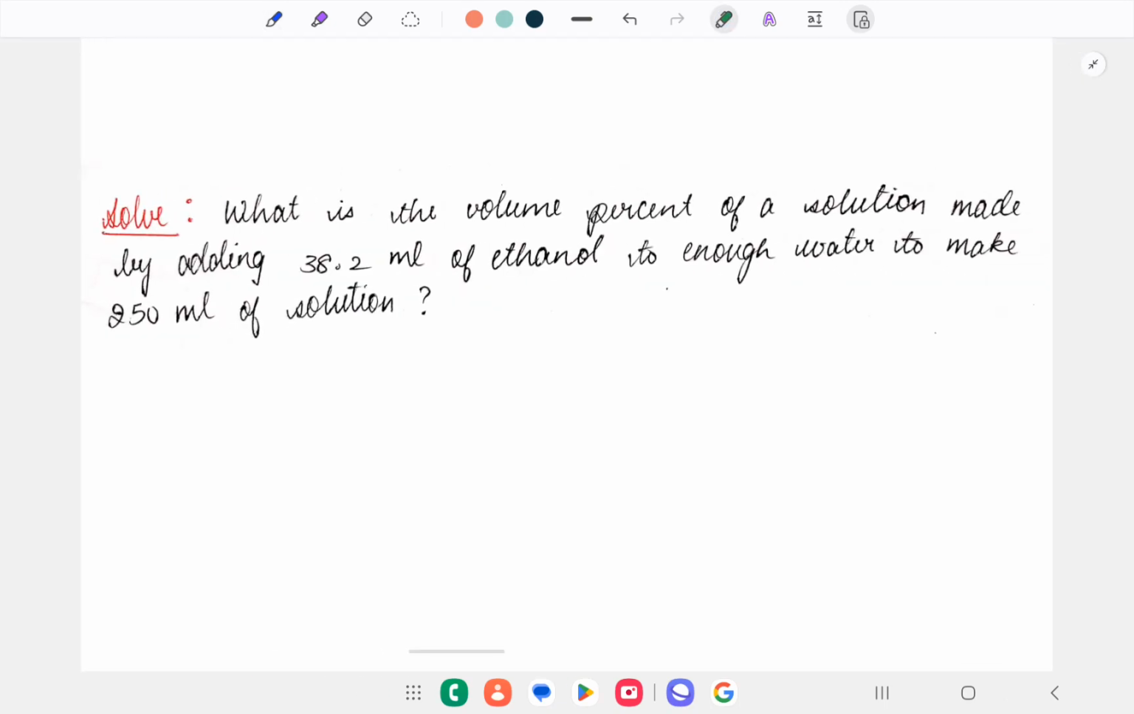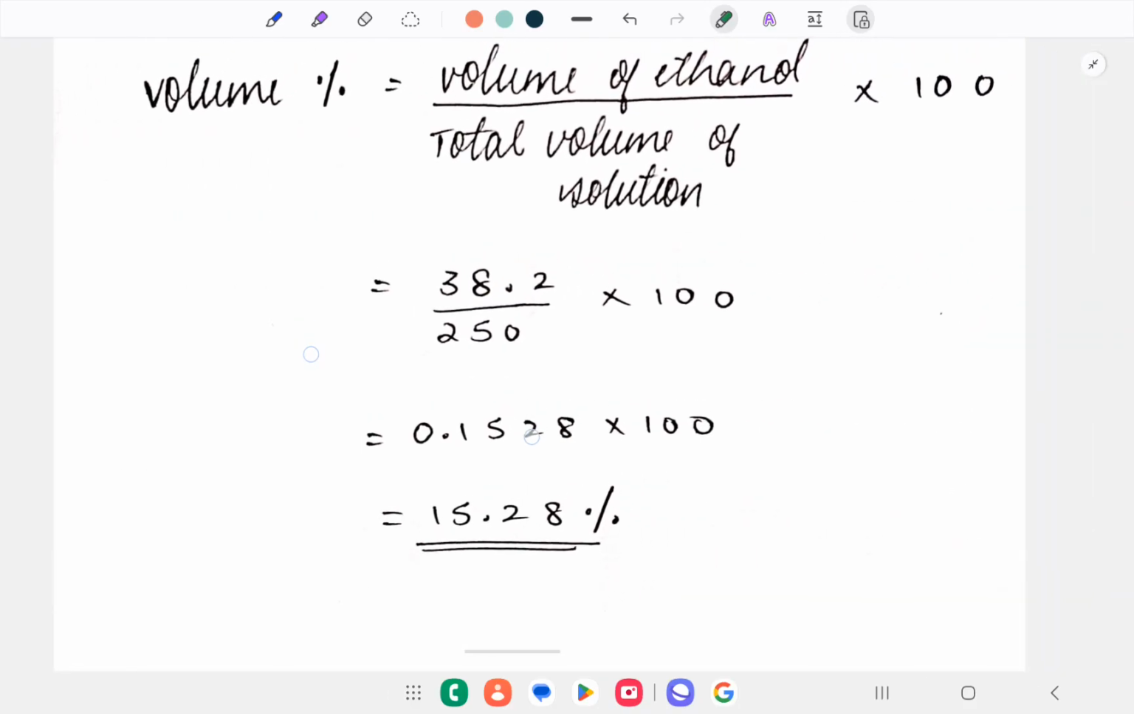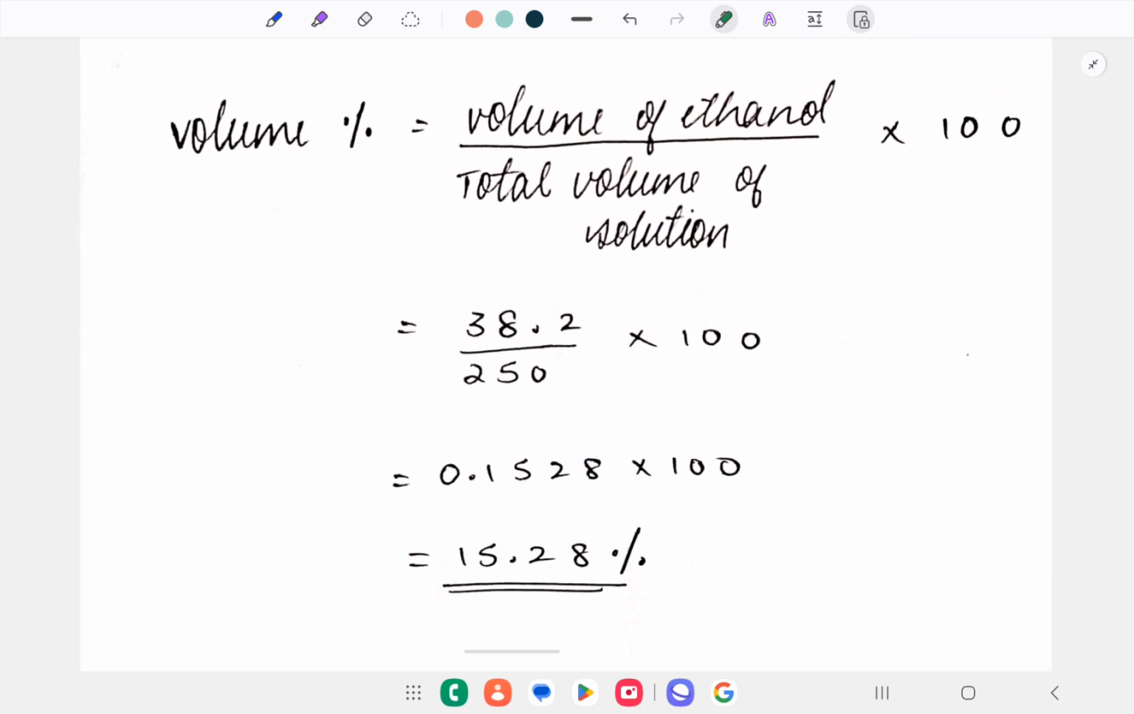Moving to the next question, that is, what is the volume percent of a solution made by adding 38.2 ml of ethanol to enough water to make 250 ml. So what is provided? It is provided volume of ethanol to be 38.2 ml and the total volume of the solution, that is 250 ml. So what they asked us to find is the volume percentage. So it is very simple to find. So what is the volume percent formula? Volume of ethanol by total volume of the solution, which are both given in the question. We'll just place the values and find the answer to be 15.28%.